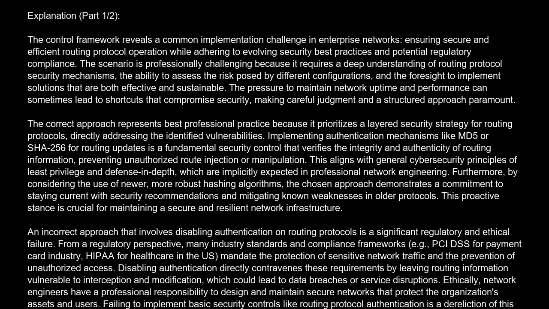Correct answer is D. Implement strong authentication mechanisms, such as MD5 or SHA-256, for all routing protocol updates exchanged between core routers. Explanation. The control framework reveals a common implementation challenge in enterprise networks, ensuring secure and efficient routing protocol operation while adhering to evolving security best practices and potential regulatory compliance.